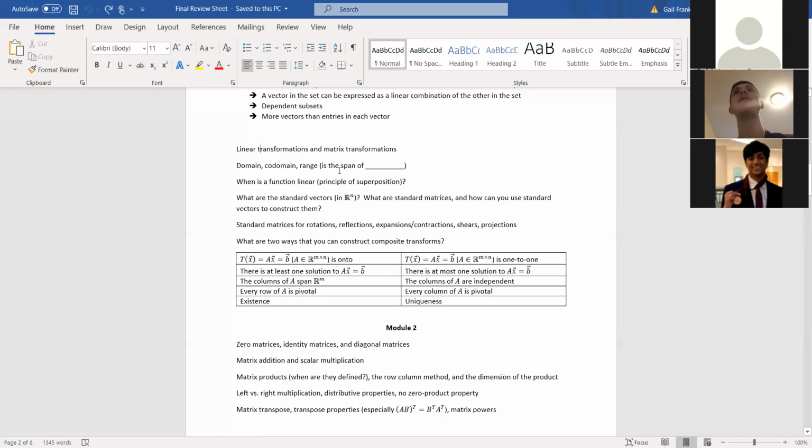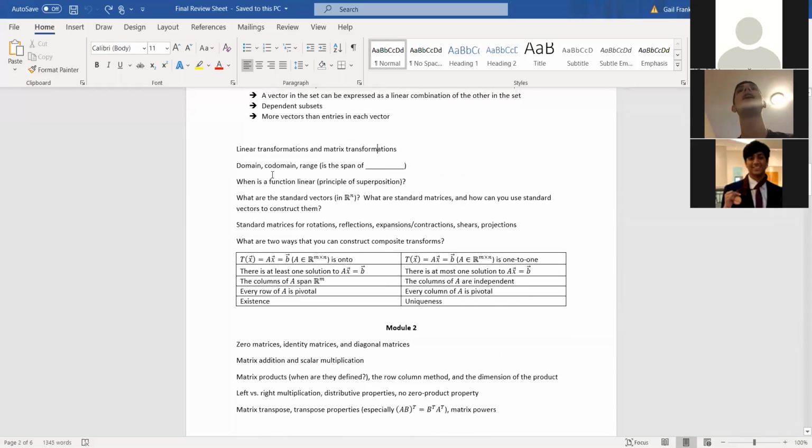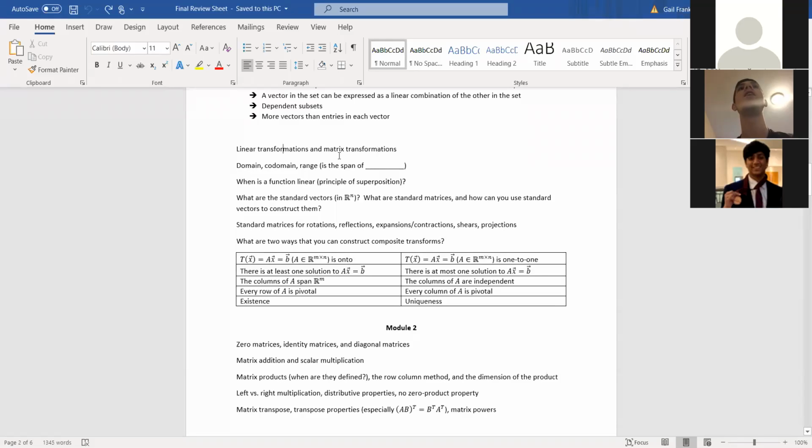So if n is greater than m, like the matrix has more columns than entries in each column, more columns than rows, that's the whole m versus n stuff. Okay. You can ask questions verbally out loud because it's harder for me to see the chat.